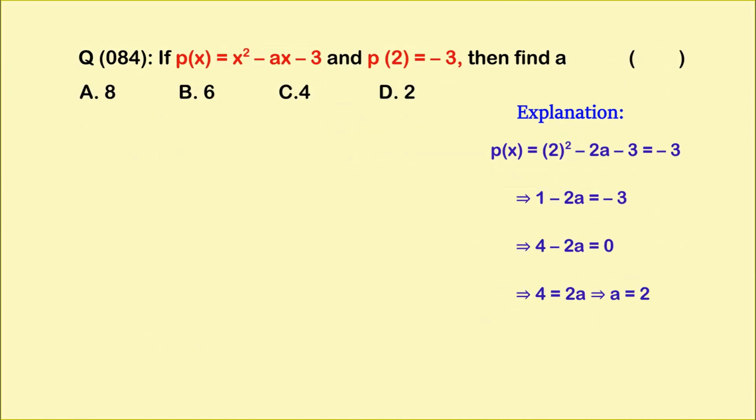Question number 84. If p of x is equal to x square minus ax minus 3 and p of 2 is equal to minus 3, then find the value of a. You see in the explanation, p of x is equal to x square minus ax minus 3.